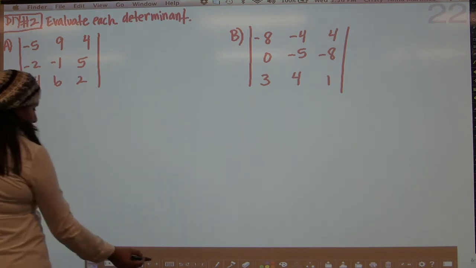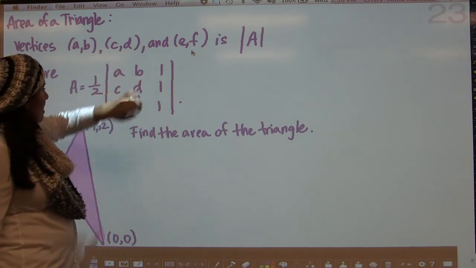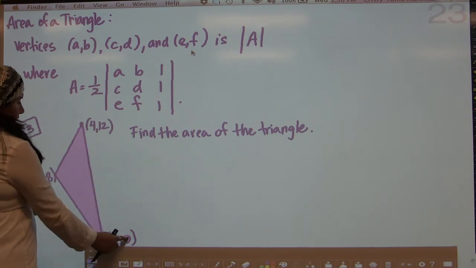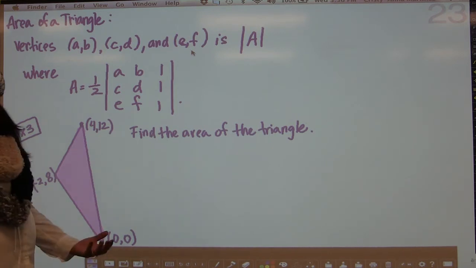And then we have another application that you can use determinants for, and that is to find the area of a triangle. So here, if you are given the vertices of a triangle A, B, C, D, and E, F, it doesn't really matter which one you pick, then the area, so the determinant or the area of the triangle is the absolute value of A, because obviously area has to be positive.